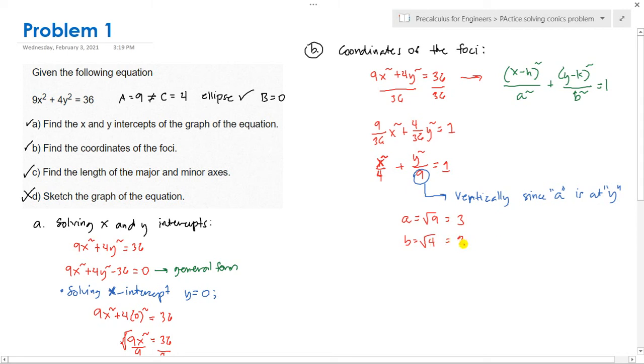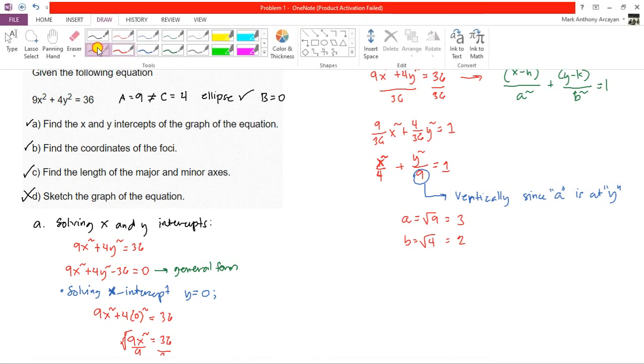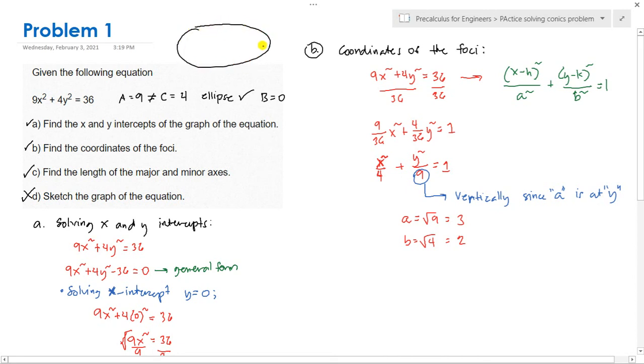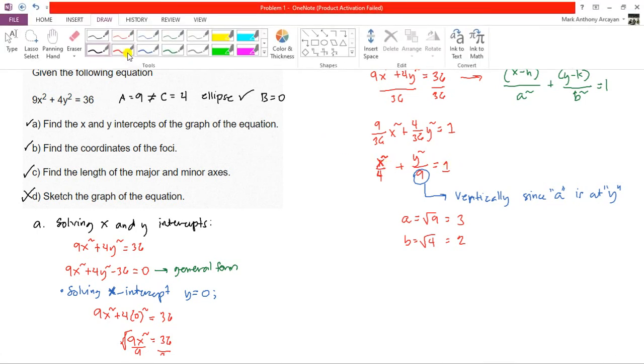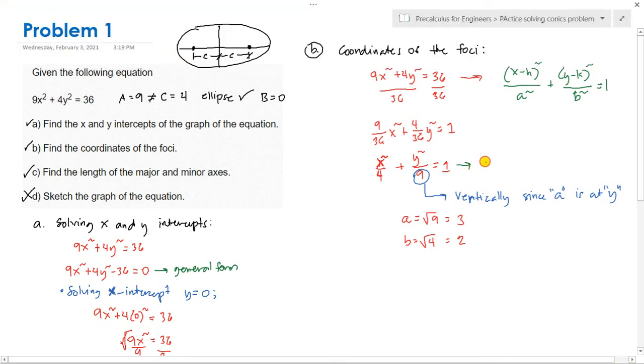In solving for the coordinates of the foci, as you remember in our ellipse, we have the major axis and minor axis. The foci are two points, and the distance from the center is c. We need to get their coordinates. Based on our standard form, since we don't have any other variable with x or y, the center is at the origin. That is, the h value is 0, while the k value is 0.